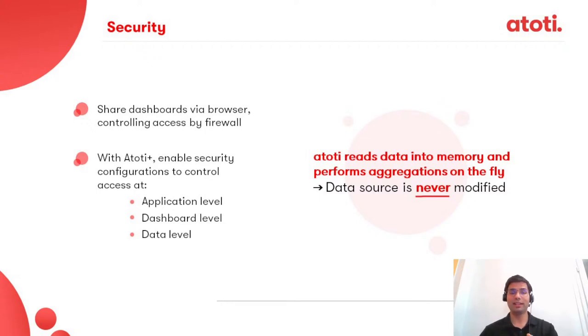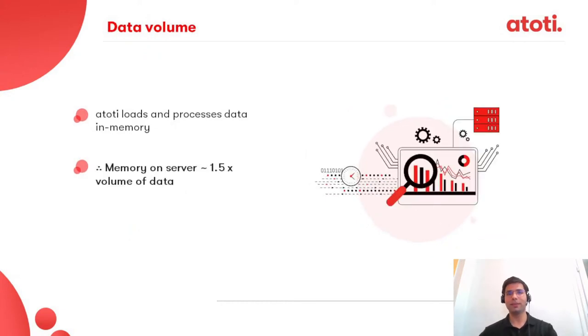When you do any kind of analysis with Atoti, Atoti reads all the data in memory and performs aggregations on the fly, which means your golden source of data always remains intact. No user, no operation, no kind of analysis will make any changes to it by accident or intentionally. And with Atoti, you can be sure that the ultimate source of data is safe and secure. So that was about the security features of Atoti. Moving on, the data volume which Atoti can handle.